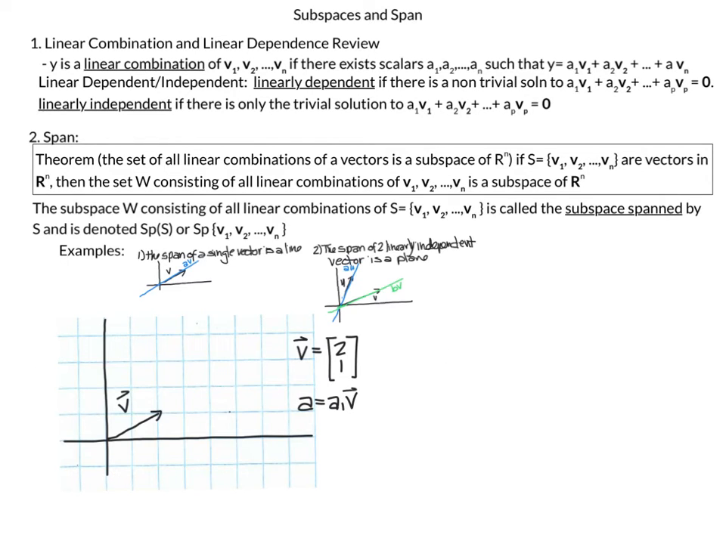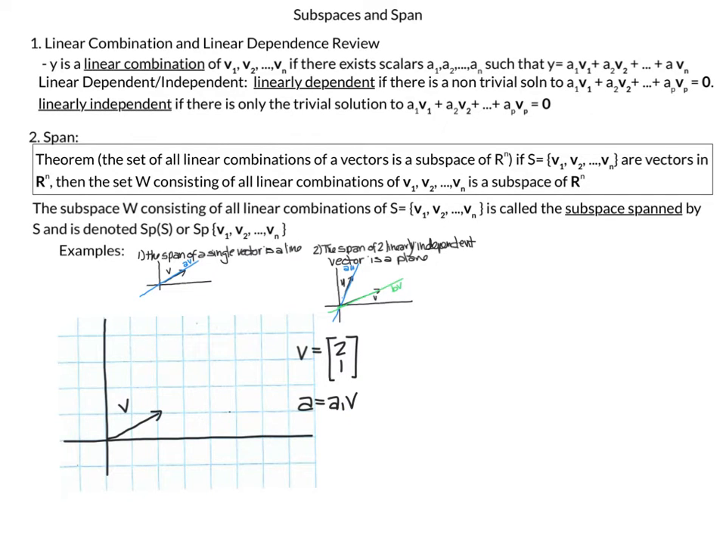And I have two examples for you. We'll do them worked out. The span of a single vector is a line, and the span of two linearly independent vectors is a plane. Our first example is the span of a single vector, and we see that it is a line here. So for example, if our vector v is equal to 2, 1, we want all linear combinations of our vectors. Well, there's only one vector, v equals 2, 1, and all linear combinations means we're going to multiply it by all possible scalars, a1.